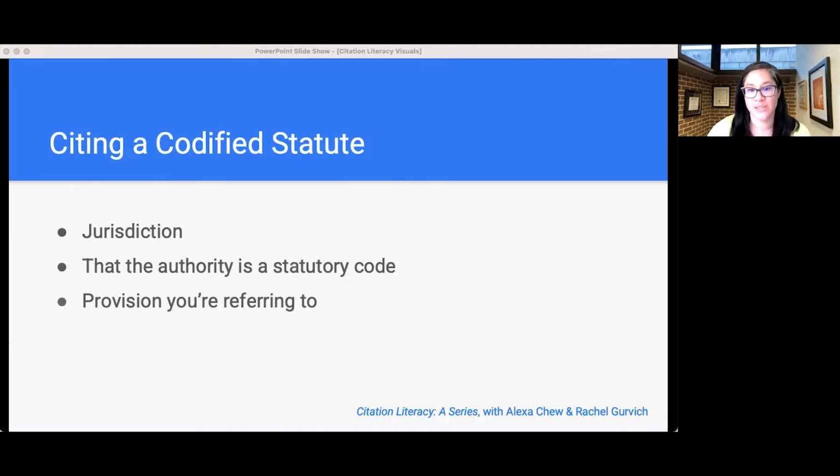All right, here is how. To convey the information that a reader will need, your citation needs to include the following information: jurisdiction, that the authority is a statutory code, and the provision in the code that you're referring to. Remember, these citations might be referring to 20 books on a shelf, and so you want to be real specific.